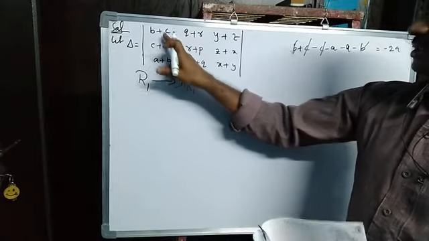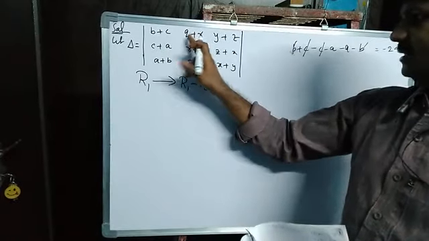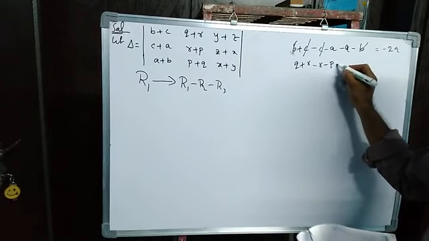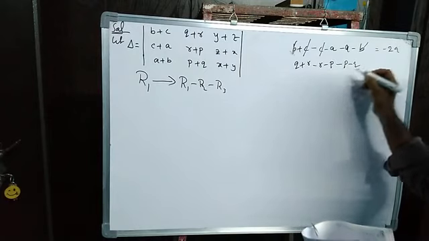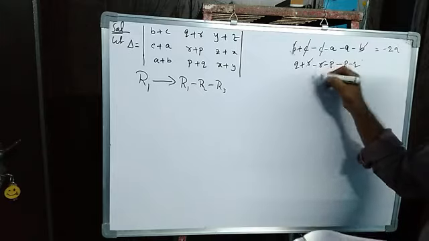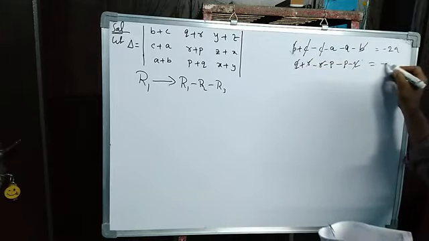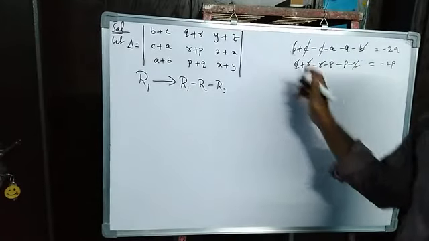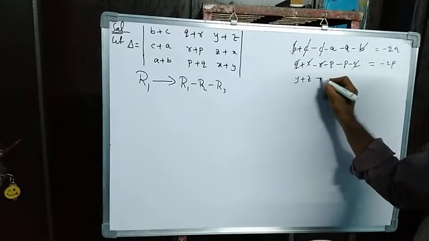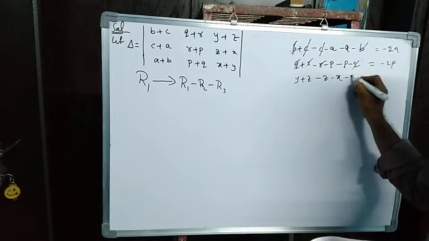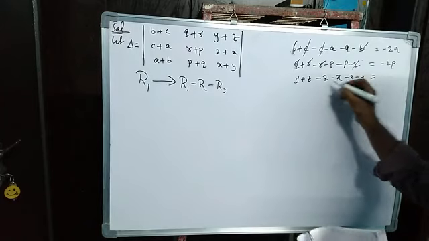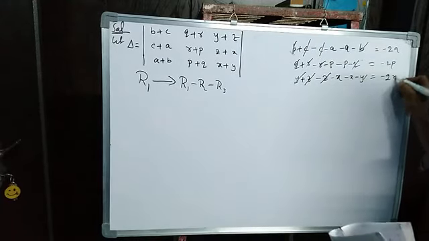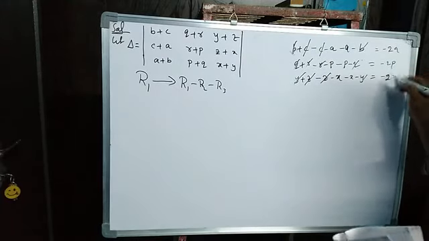Next, the second element: Q plus R, minus P, minus Q. Here plus R minus R cancels and plus Q minus Q cancels, so we get minus 2P. Next, the third one: Y plus Z, minus Z, minus X, minus X, minus Y. Z cancels, Y cancels, and we get minus 2X.